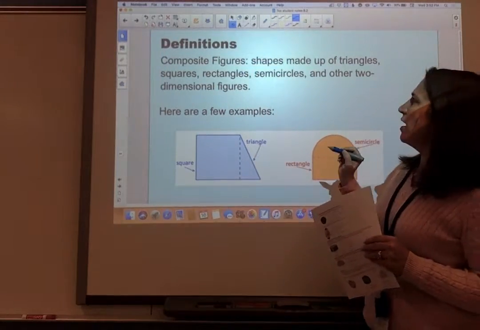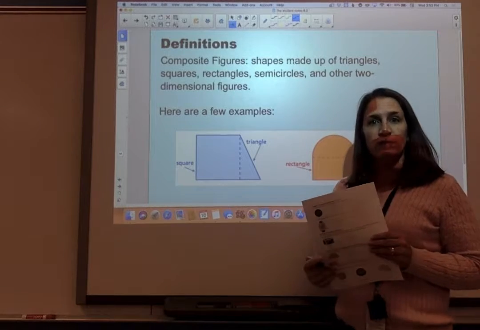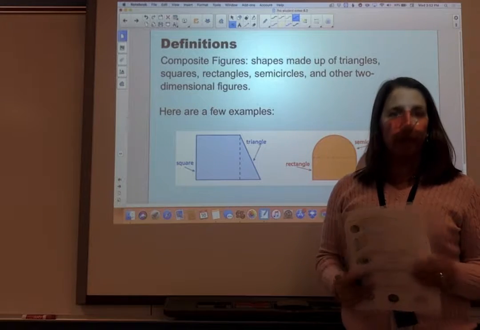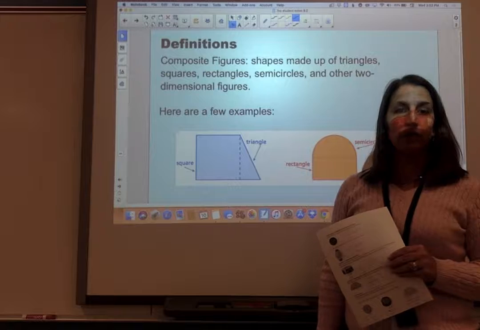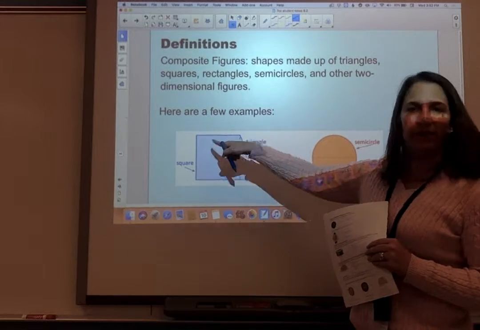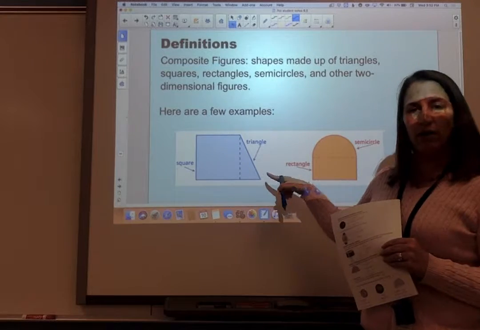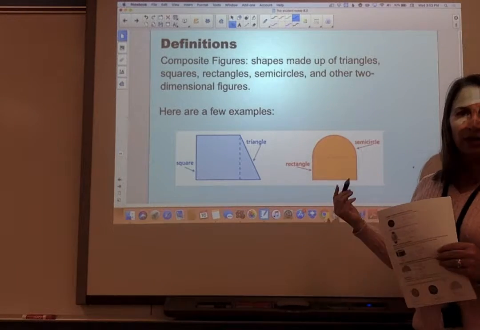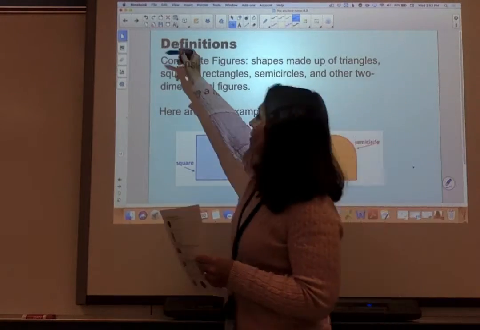Composite figures are shapes made up of triangles, squares, rectangles, semicircles, and other two-dimensional figures. So here's a couple examples. Here's a composite figure made up of a square and a triangle. Here's one made up of a rectangle and a semicircle.